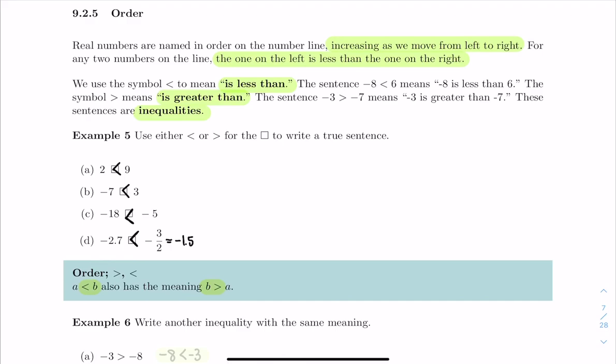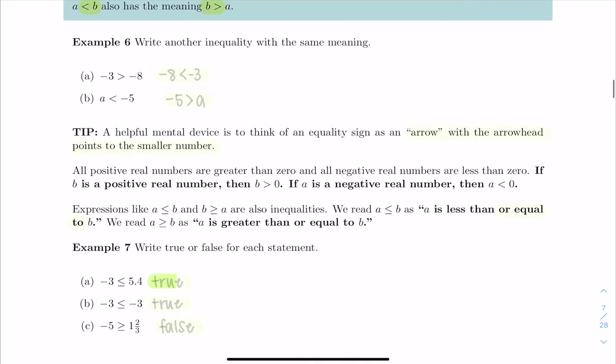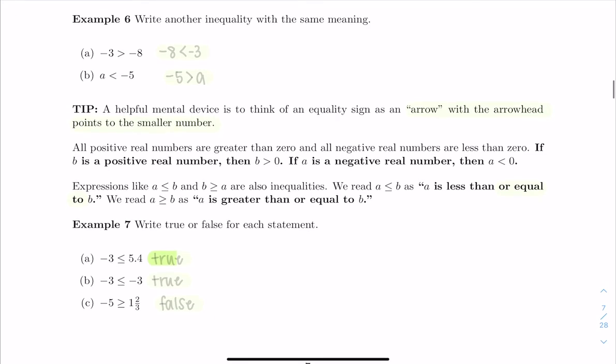So let's go ahead and write these in the opposite direction. So -3 is greater than -8. We could write -8 first and then make sure it's still opening to the -3. Same thing goes for the second one. We can write -5 first, and we want to make sure it's still opening to -5, and then A.